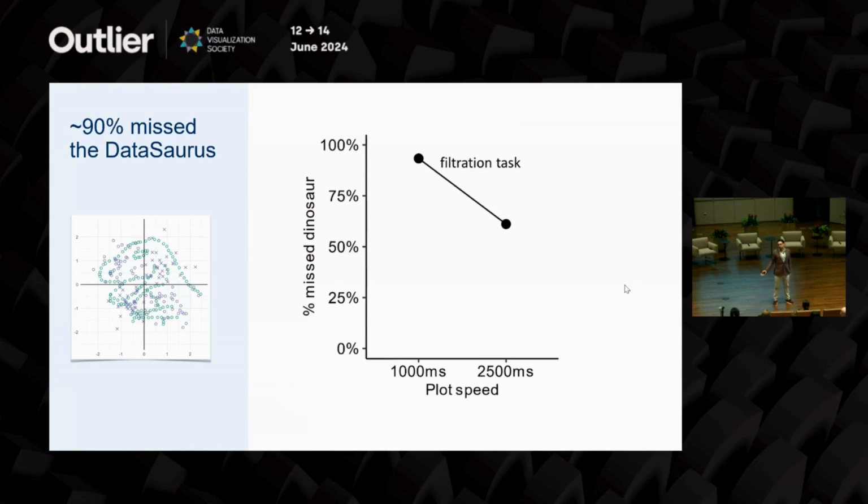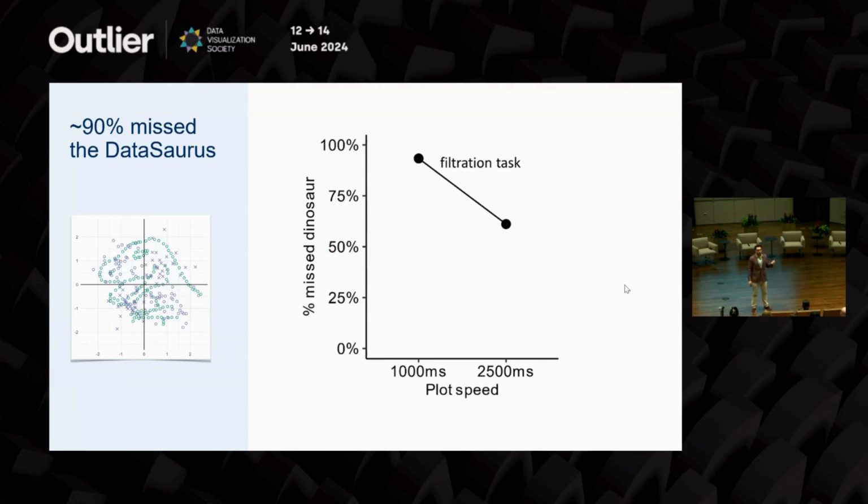If you missed it, don't worry. Look at that. That's people on the internet performing the same task. We showed the dinosaur for just a second. That's about what I tried to simulate with my clicker, and like 90% of people on the internet miss it. You show it for 2.5 seconds, and that gives you more time to change your filters and maybe notice it, and only 60% of people miss it.